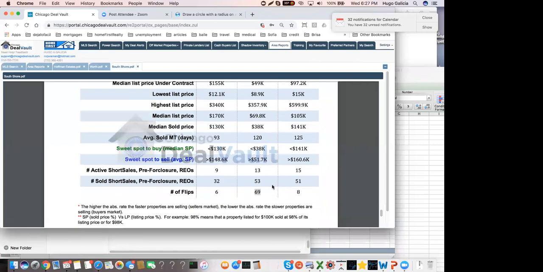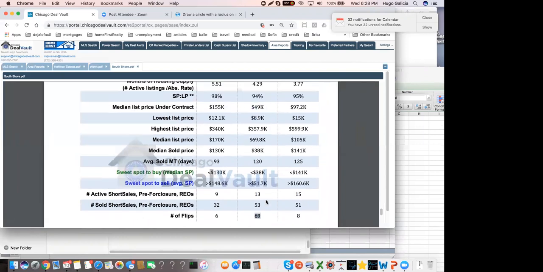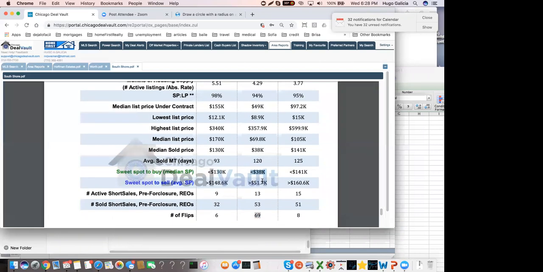Now let's look at the number of flips. 69 flips in the area. So why do you think people are doing flips in this area, if the crime is high, schools are not great, employment is poor? The reason why is because of the entry point. Look at this. These are going to be flips that are not going to make you much money. And not only that, the problem with this is, let's say you buy them under 38,000, maybe 20,000. The numbers are going to be tight, right?